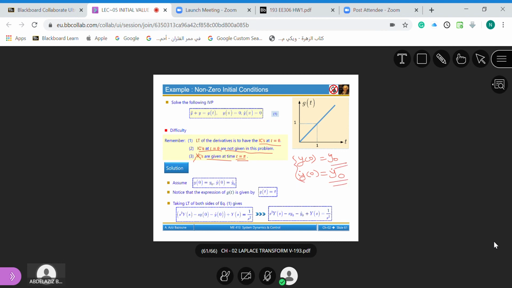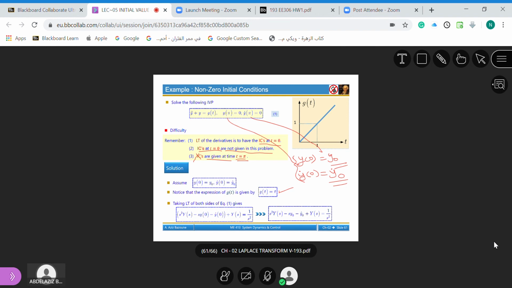And then at the end, we substitute y dot of pi to find y dot of 0, and we substitute y of pi to find y of 0. If you follow me step by step, we will do it this way. So we assume y of 0 is equal to y0, y dot of 0 is equal to y dot 0, and we take the Laplace transform of both sides. We already gave you g of t is equal to t.